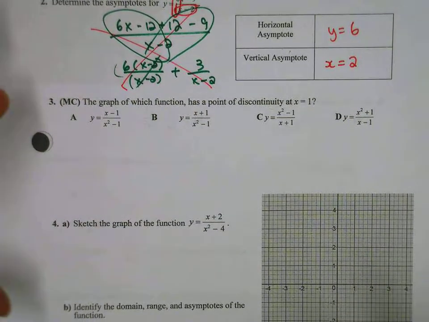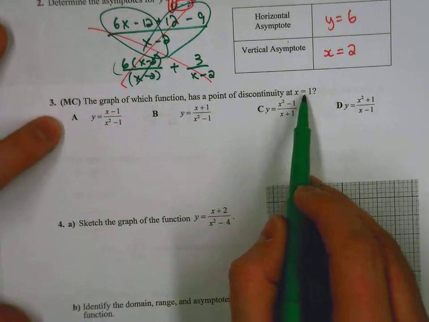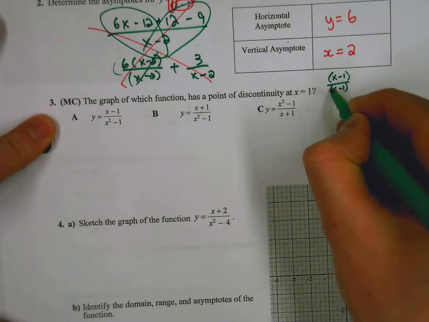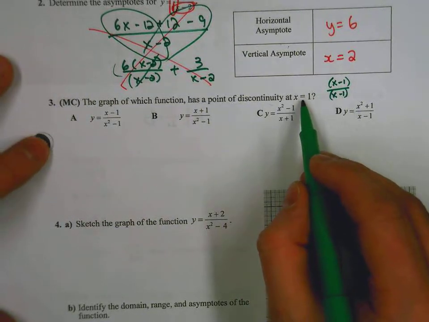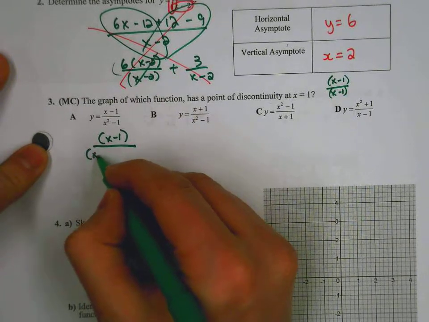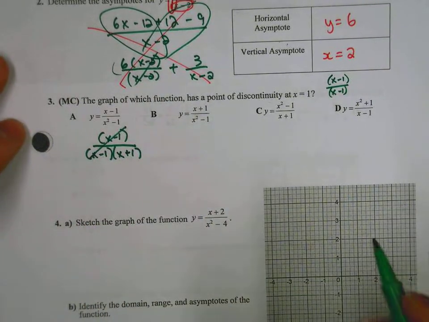Number 3, which function has a point of discontinuity at x equals 1? What we're looking for is an x minus 1 factor on the top and an x minus 1 factor on the bottom, creating our point of discontinuity at x equals 1. Factor, we have an x minus 1 on the top, an x minus 1, and an x plus 1, point of discontinuity in letter A.